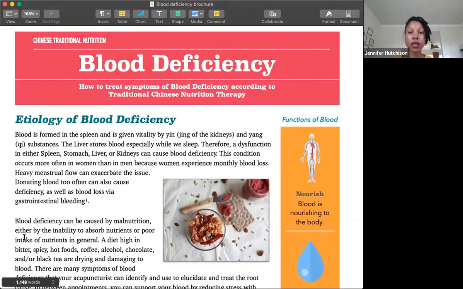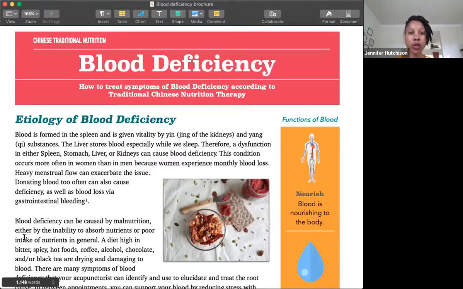So blood is formed by the spleen in Chinese medicine and is given the vitality of yin by the kidneys, and yang by the substances. There's the yin and yang aspect of everything in life, from a grain of sand all the way to an oak tree. There's yin and there's yang. And so when we're talking about blood, there's that aspect as well.